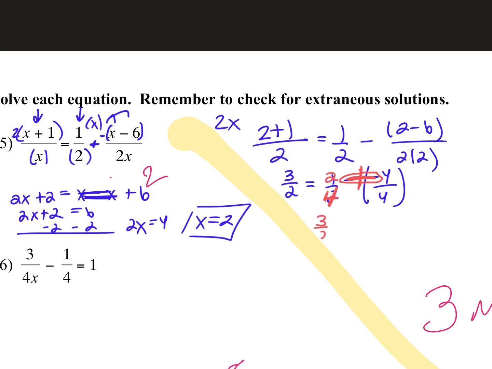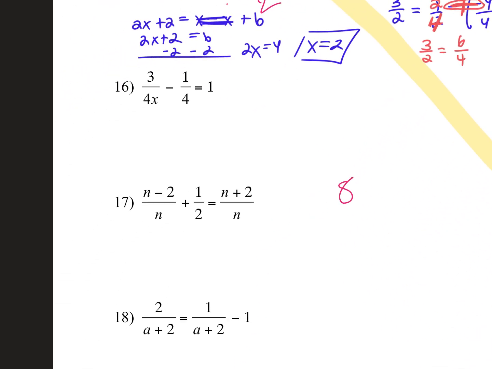So over here I have 3 over 2 equals, what is 2 plus 4? 6. Is 6 over 4 the same as 3 over 2? Yes. If you simplify 6/4, what does it simplify to? 3 over 2. All right. So if you just have absolutely no idea how to even begin a problem like this, just start with the answers. Look at something like number 17.